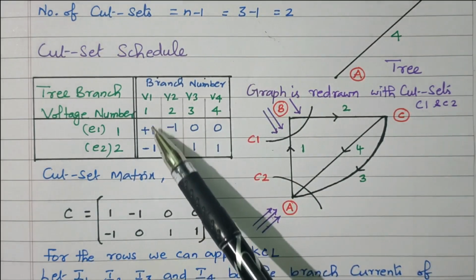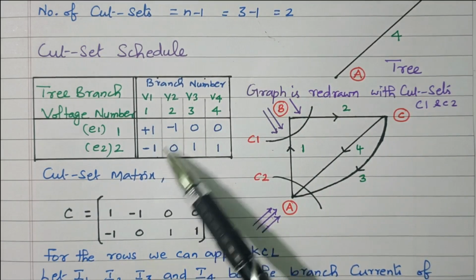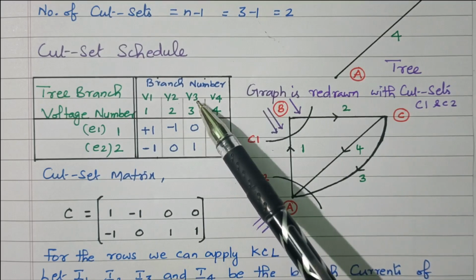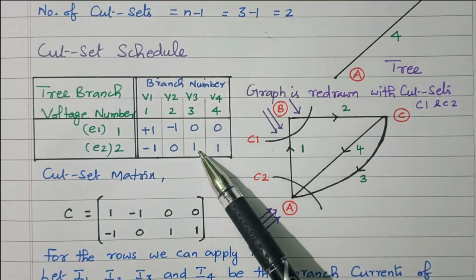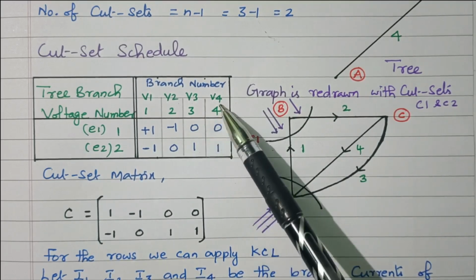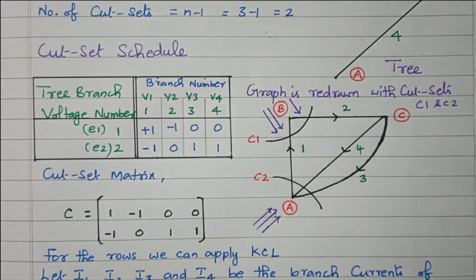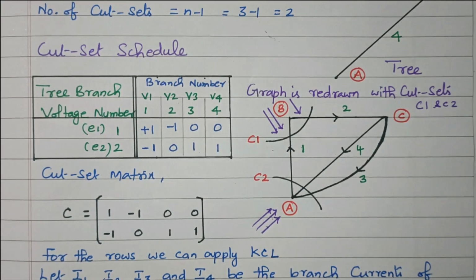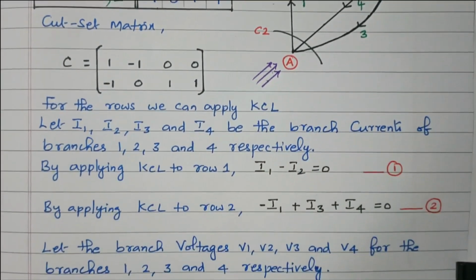So V1 is E1 minus E2. V2 is minus E1, E2 is 0. V3 is plus E2, E1 is 0. V4 is plus E2. So we can write the voltage equations. From the cut set matrix, we can write 4 voltage equations and 2 current equations. Now we'll see this in detail.